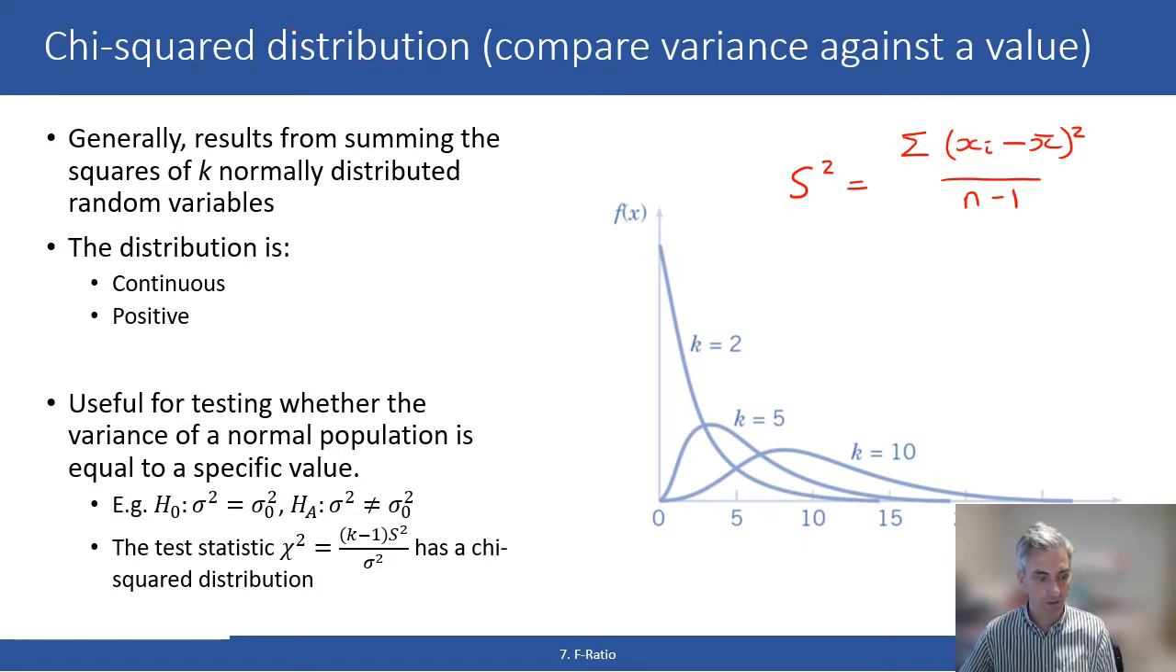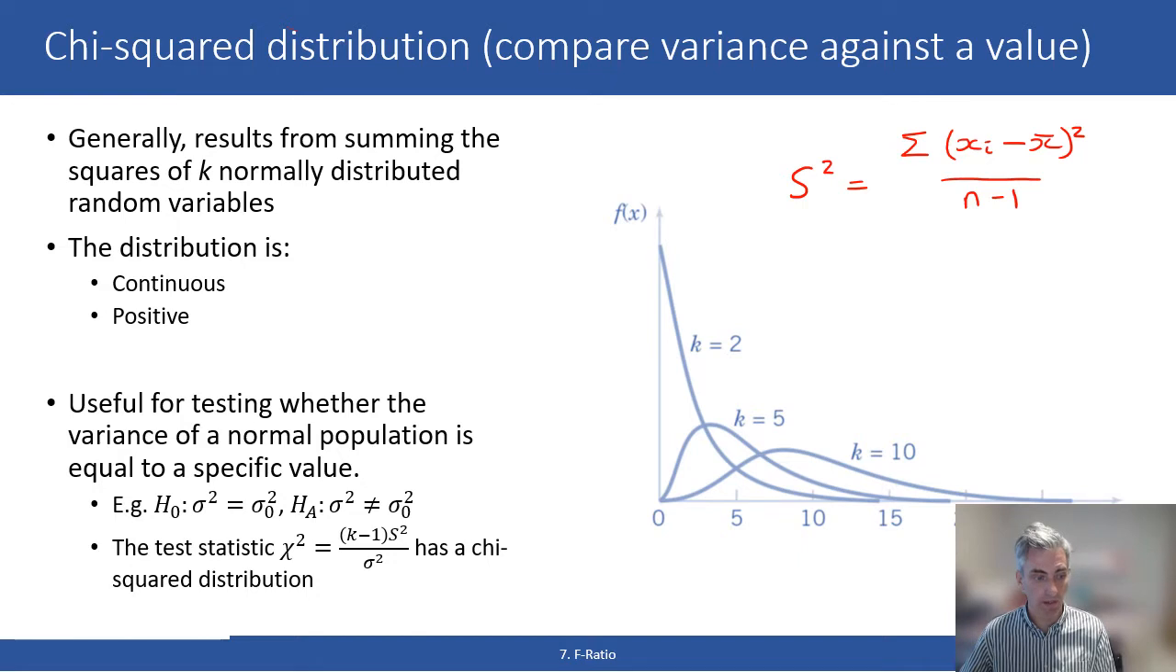This test statistic, we can look up a critical value for a particular number of degrees of freedom, n minus 1, which is the degrees of freedom. We can look up the critical value for a particular significance level, for example, the 5% significance level, and then we can check to see whether these two variances are statistically different from one another or not.